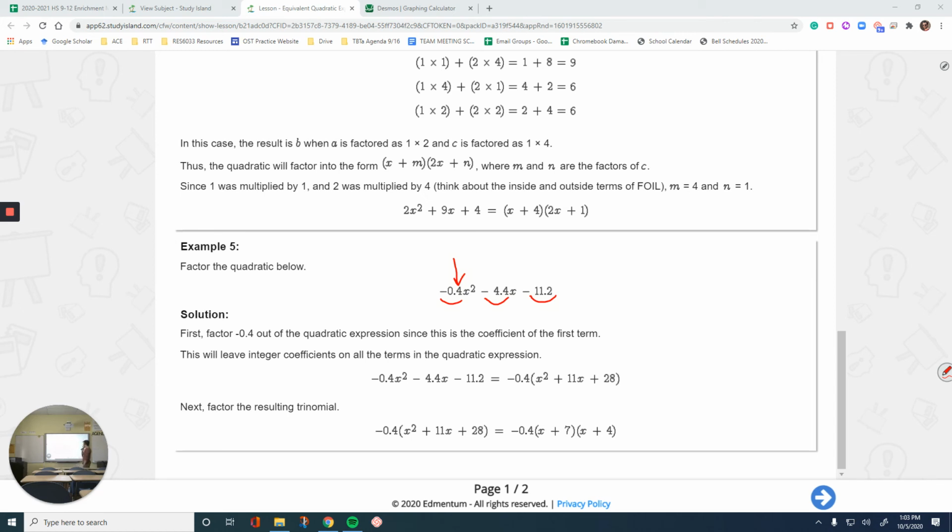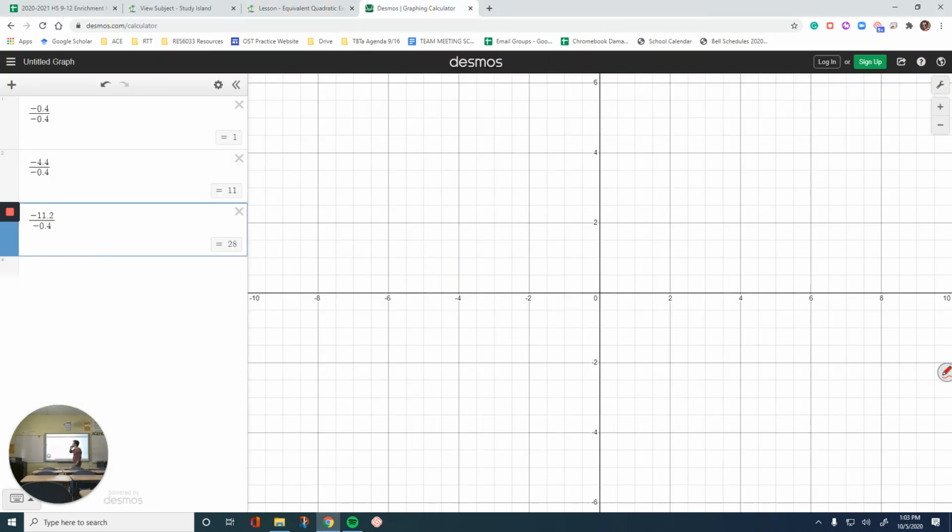So I went ahead and divided all these negative numbers by that 0.4, because it's the smallest number out of the 3. That's why you have to try to divide them by the smallest. You cannot divide it by 4.4. Okay, over here, use this calculator, desmos.com/calculator. Negative 0.4 divided by itself, which is negative 0.4.